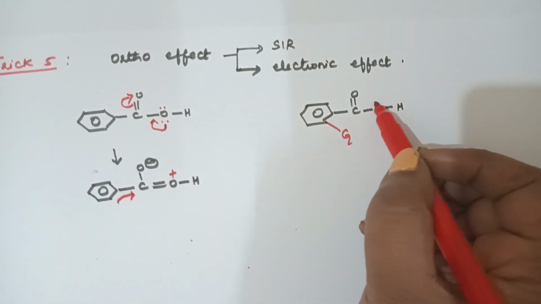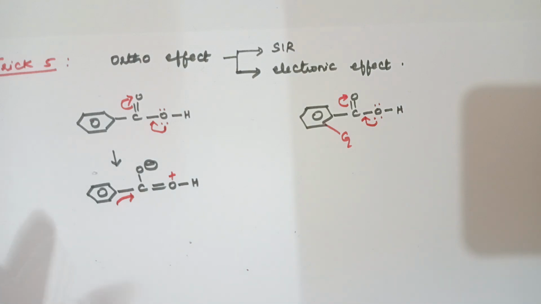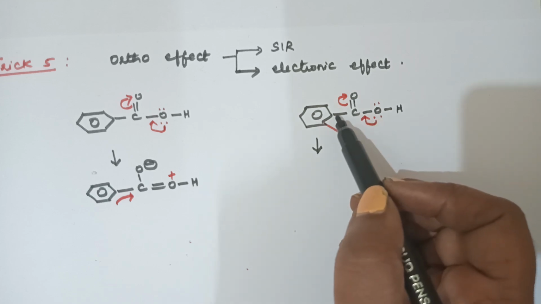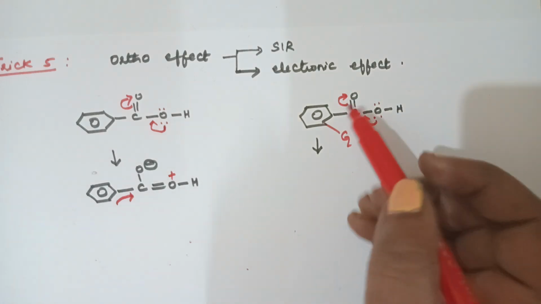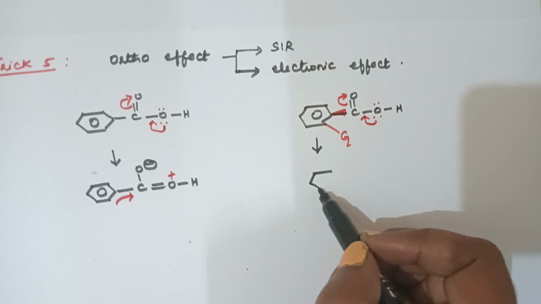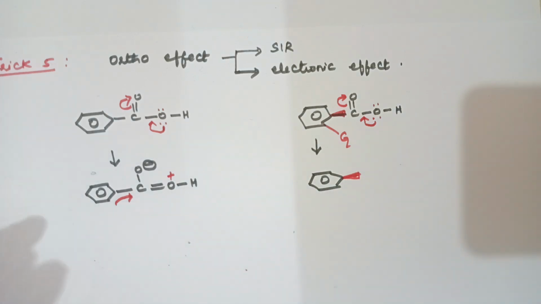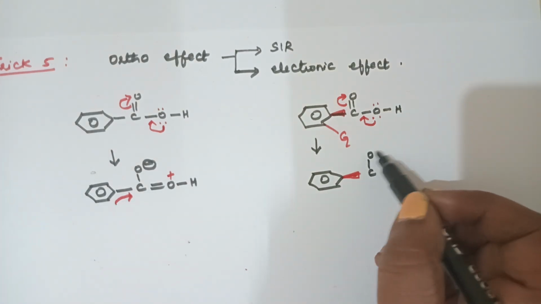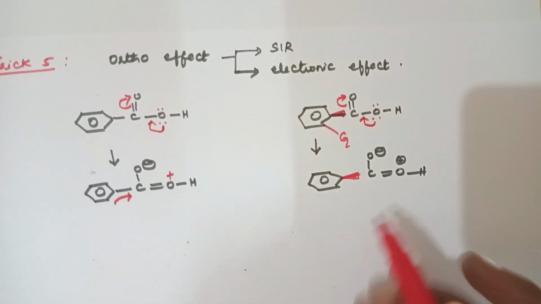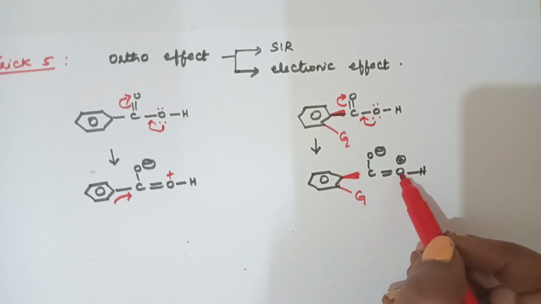Whereas here you check, there is a lone pair of electrons, and since a group is present at the ortho position, this group goes out of plane. So this will go out of plane. CO minus, double bond O, positive sign, hydrogen, and here there is a group. Now this group has gone out of plane. Now again oxygen has a plus sign.